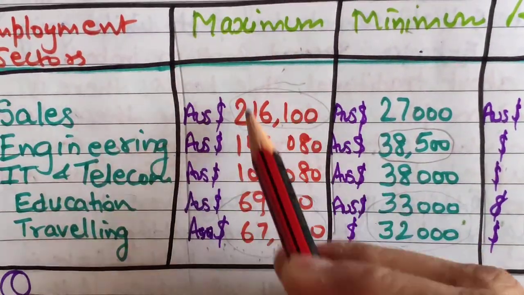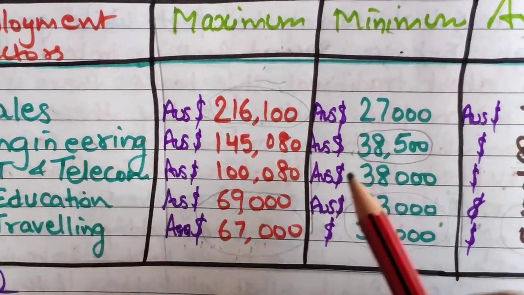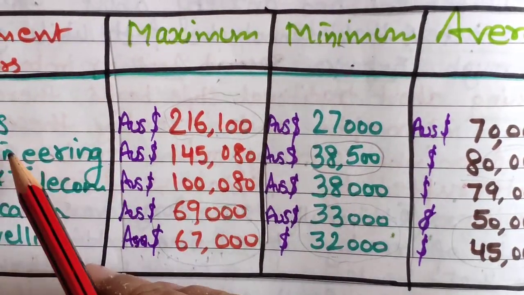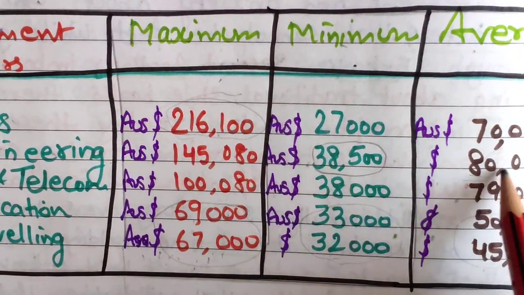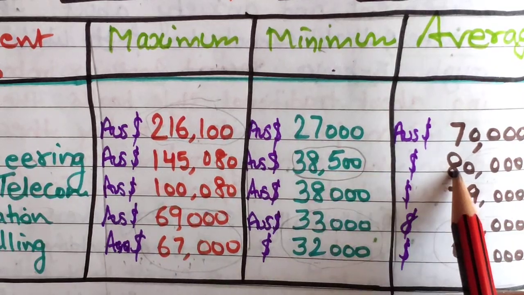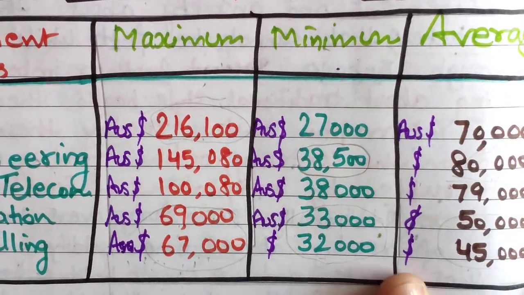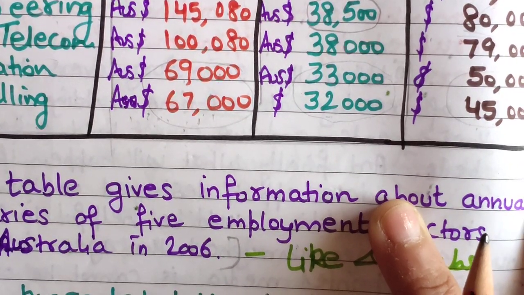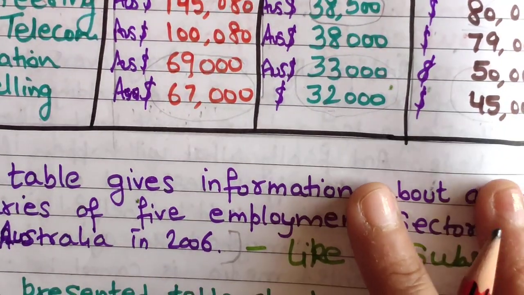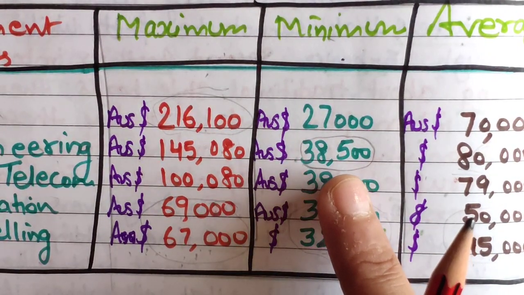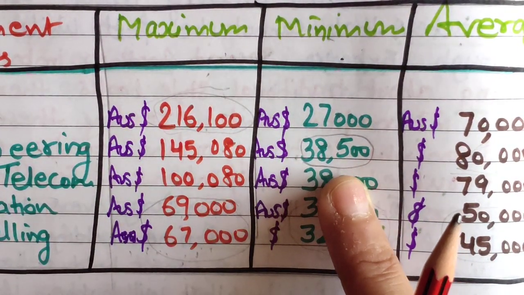And in maximum this is the first number, and after that the engineering sector is following it, following sales, and in both the minimum and average we have the engineering sector. Okay, now first we will look at the introduction, and we will look at the overall, and then I will tell you how to write details into body paragraphs. I will show you 3 methods.